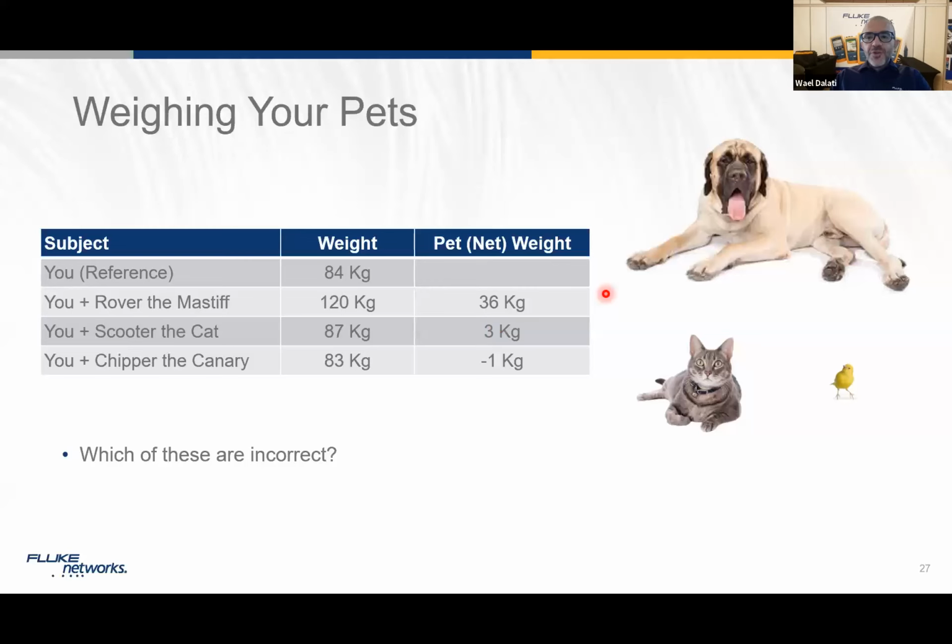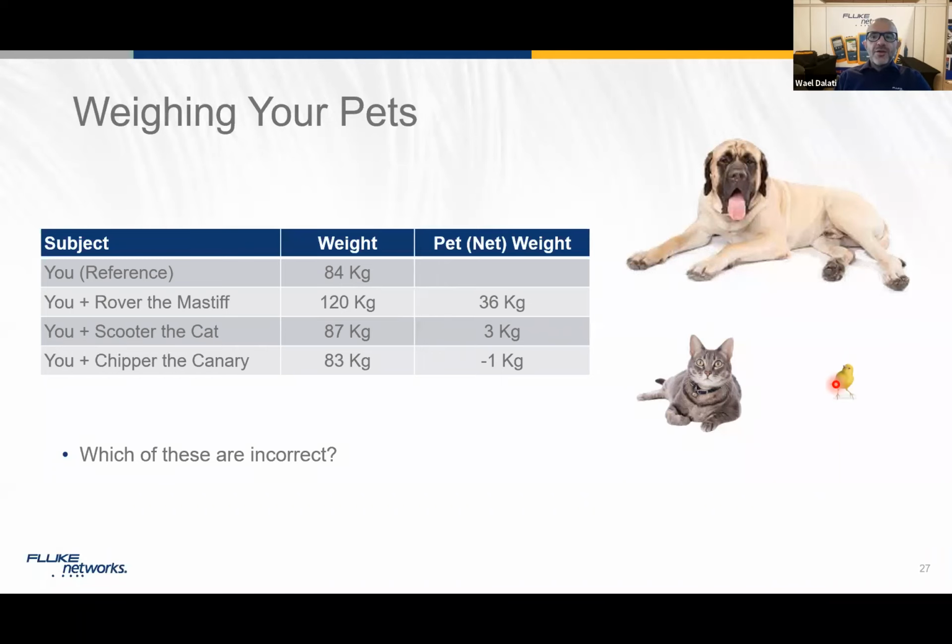If I measure the dog, I am getting the total weight of my dog to be, let's say, 36 kilos. My cat would be 3 kilos. But if I try to play with the canary, and I stand on the scale and I see my weight going 1 kilo down, I think, huh? I'm supposed to stay at my weight or a little bit more, so why do I go down? What's going on? What could have gone wrong here?